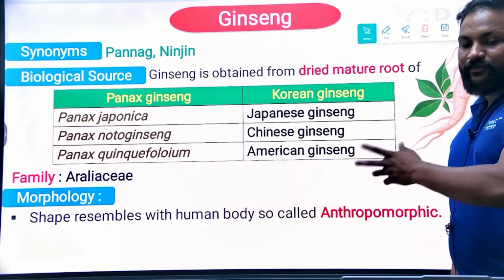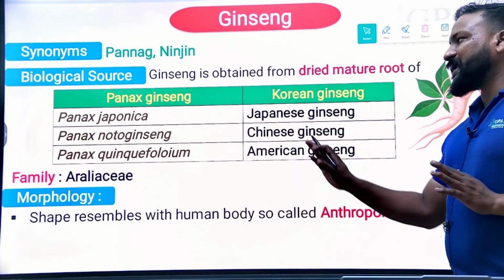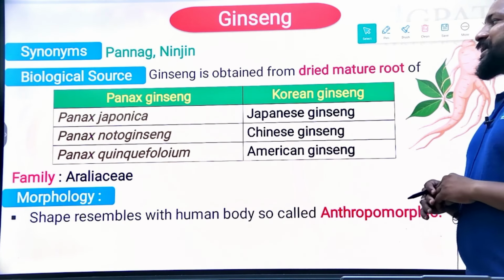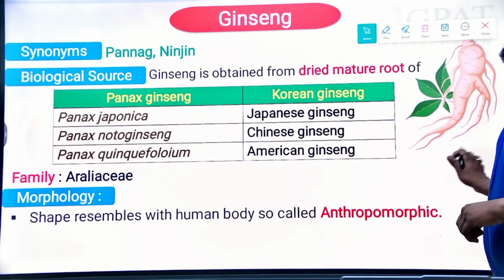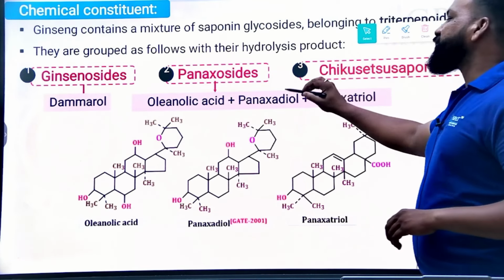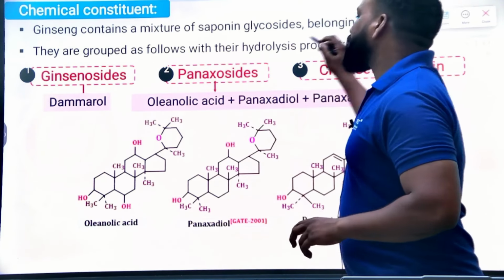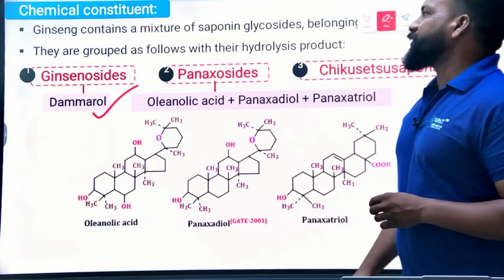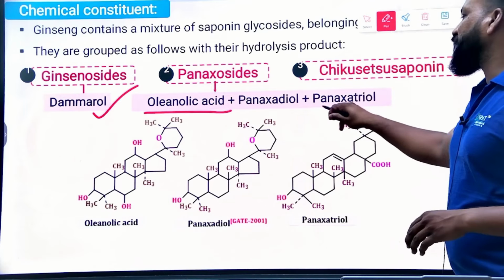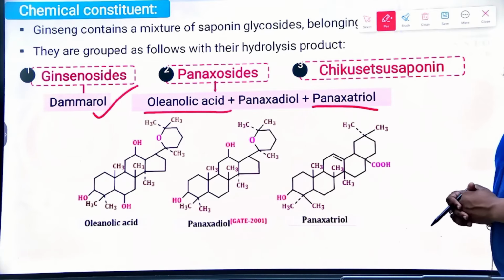In this we have two types of ginseng: Panax ginseng, the Korean ginseng, Panax japonicus, the Japanese ginseng, Panax notoginseng, and Panax quinquefolium, family Araliaceae. In ginsenosides, dammarol is the aglycone moiety, whereas in panaxosides we have oleanolic acid, panaxadiol and panaxatriol. So that's the reason the option is right.